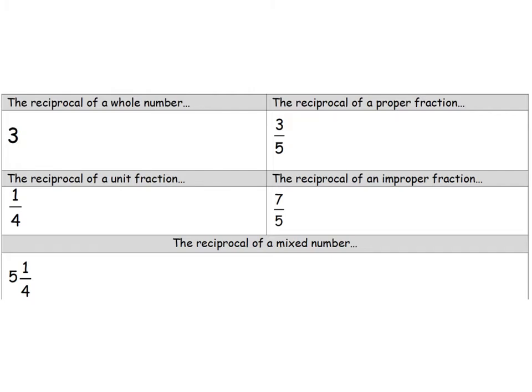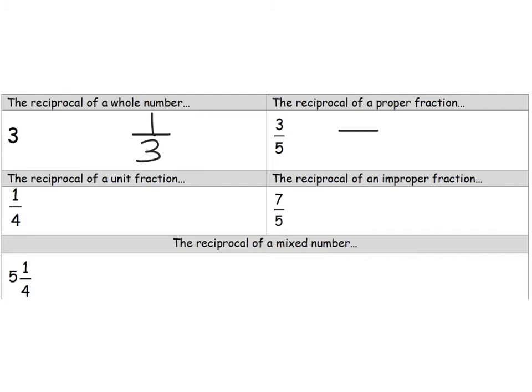First, let's consider the reciprocal of a whole number, 3. So, we're going to draw our fraction bar. We're going to put 3 on the bottom in the denominator spot, and then 1 in the numerator spot, giving us 1/3.